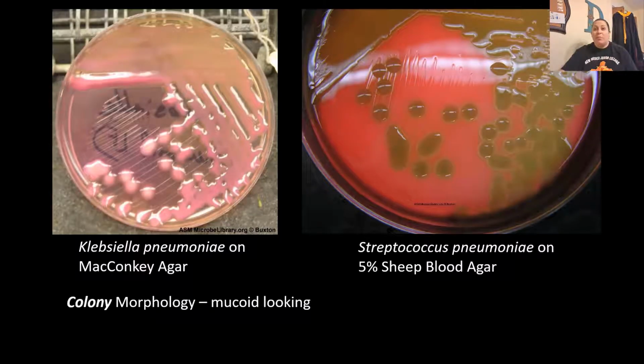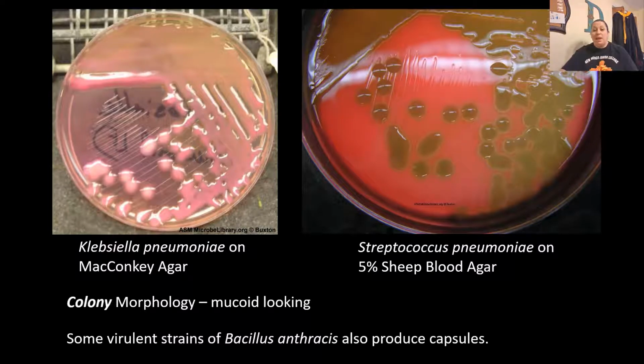So guys, here's some examples of some bacterium that are going to have that gelatinous capsule to it. And you can actually see it when they're growing on the plate. You can see that it has more of a jelly-like substance or texture to it. Klebsiella pneumoniae on the MacConkey's agar over here. And we have also Streptococcus pneumoniae on the 5% sheep blood agar. So it shows you how they're growing. The colonies kind of have this mucus-like structure to them, so a mucoid looking structure. Some virulent strains of Bacillus anthracis are also going to produce a capsule.